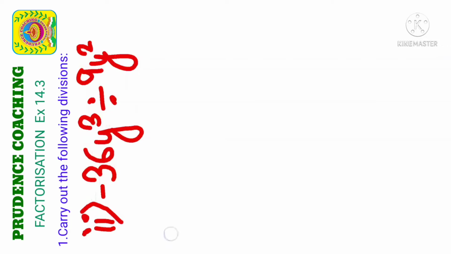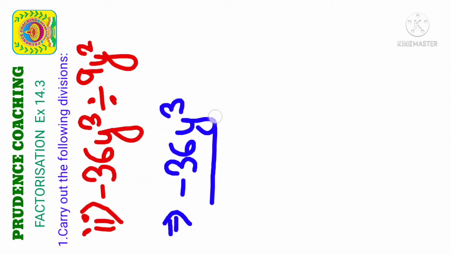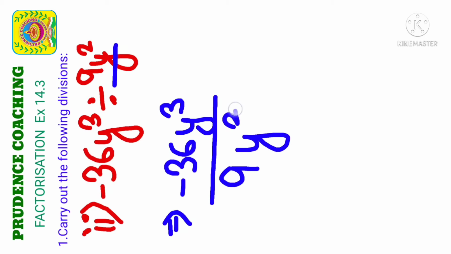So let us start with the next one. So here we have minus 36y cube as the dividend, means we are going to divide this. And the divisor is 9y square. That means with this you are going to divide. First and foremost, as you can see, we have a minus in the numerator and in the denominator we don't have anything. That means it is a plus. So whenever the sign will be different, you will get here a minus. So this is minus and this is plus. That means you are going to get minus here.